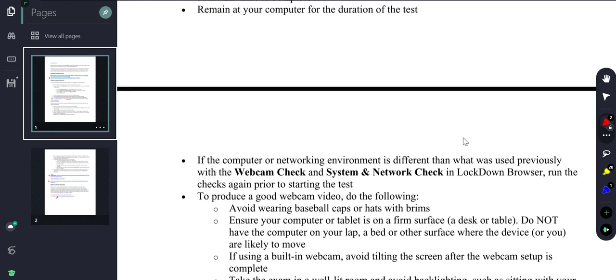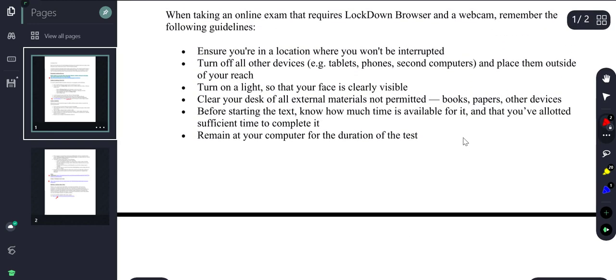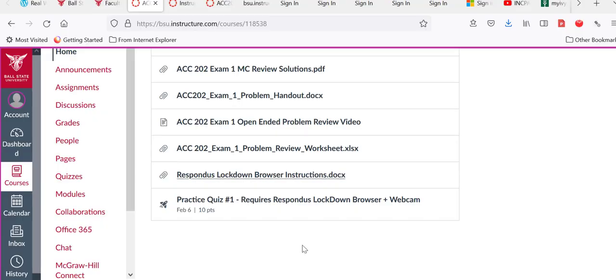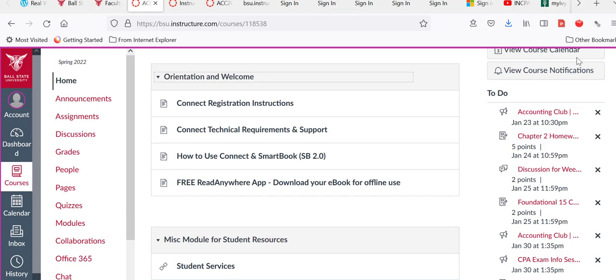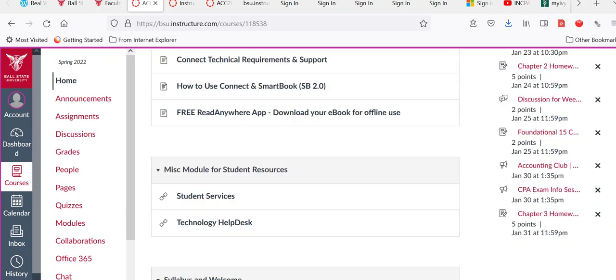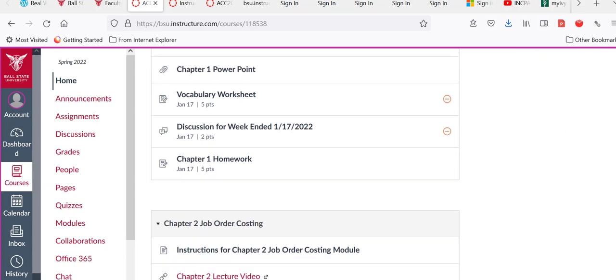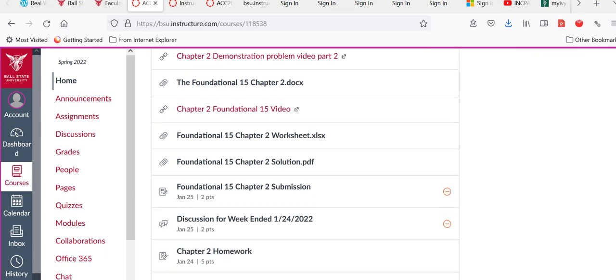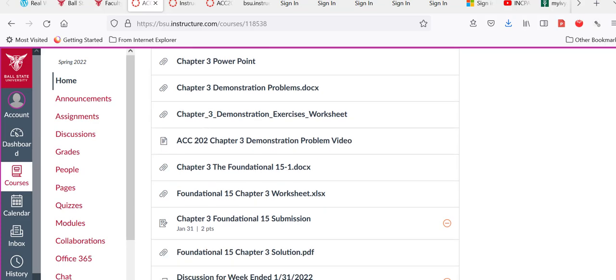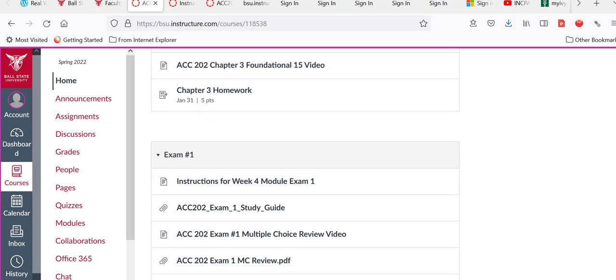The last thing to do is to actually take the exam, and it's not appearing in the window yet or in the module. It will appear tomorrow. And the exam, the way I set it up, has two parts. We have a part for multiple choice and a part for the problems.